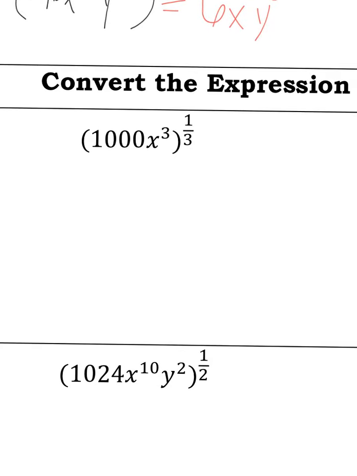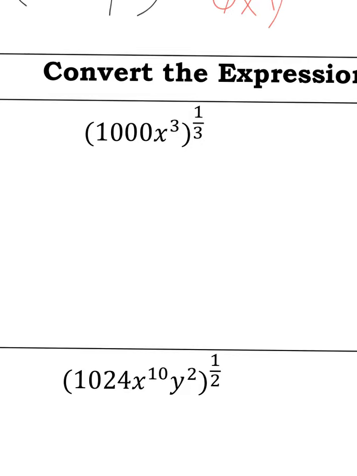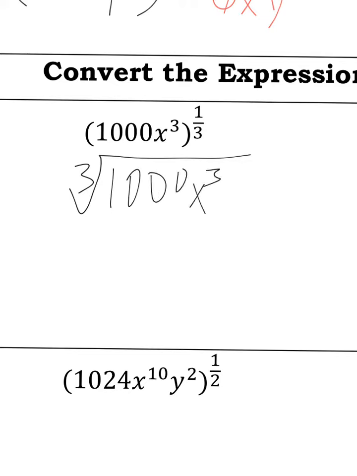So here we're going to convert the expression into radical form or exponential form if it's in the radical form, and then we'll get the answer. So converting this to radical form, 1/3, that tells me it's the third root. So I just take the third root of 1,000 x to the third power. So the third root of 1,000 is 10. And then x to the third cube rooted is just x. So the answer is just 10x.